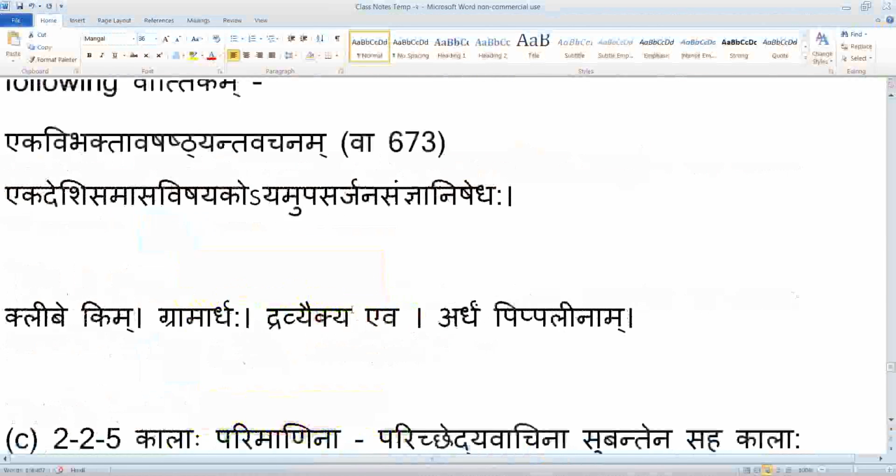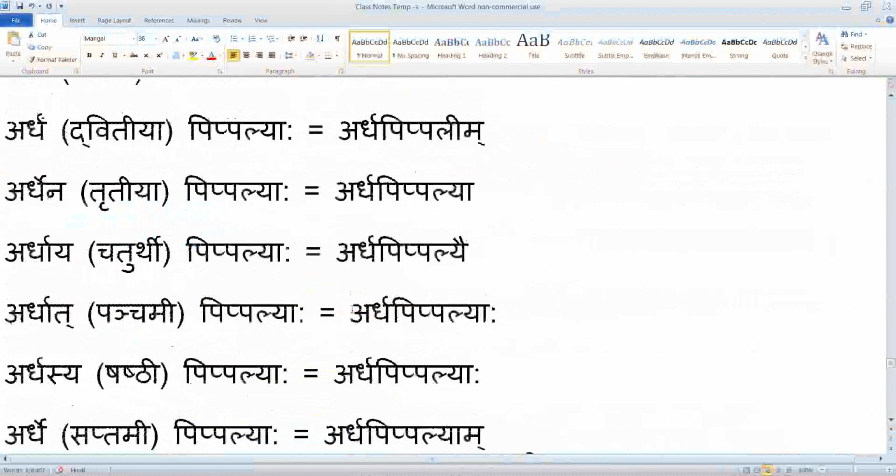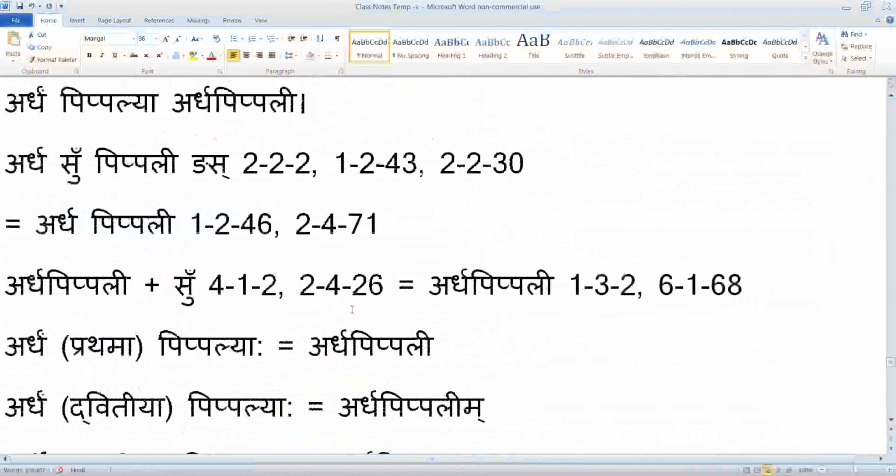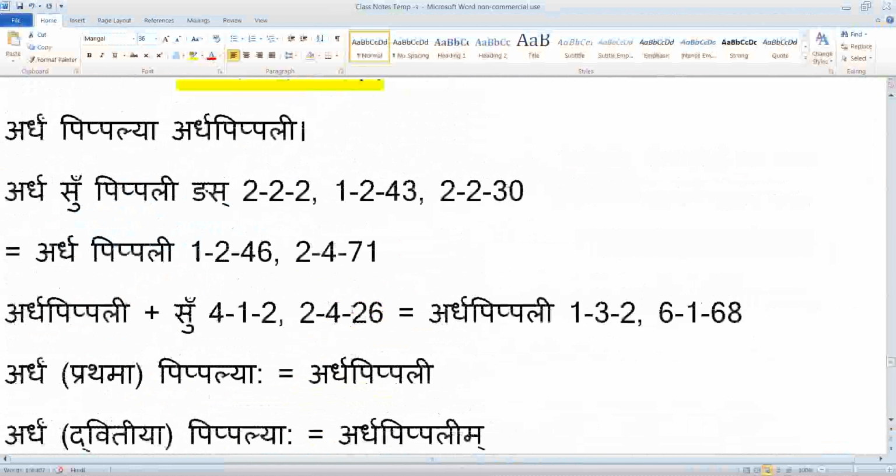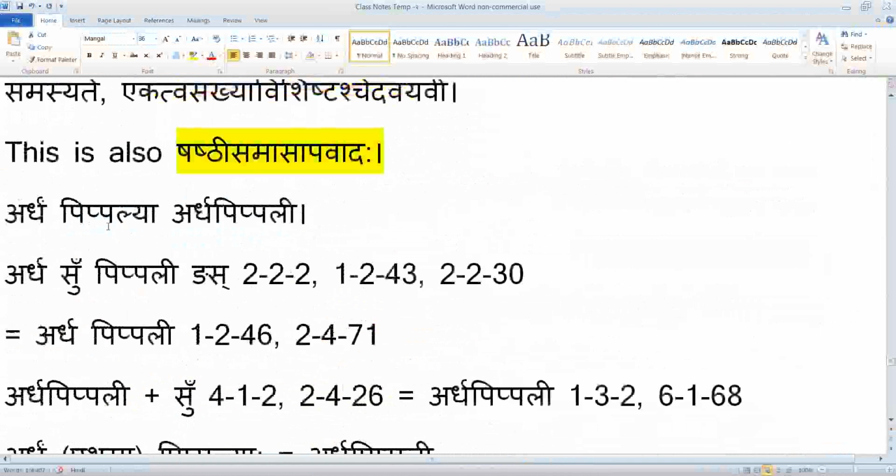Yeah, because it says Pippalyaha Ardham, Ardha Pippali. This looks more like a Purva Pada Pradhana. So, is it? Ardha Pippali, where still the Pradhanam is the Pippali, isn't it? So, Masa Jataha, yeah, we need to check that one. That's a good point you're making. Where is the Pradhanam here now?